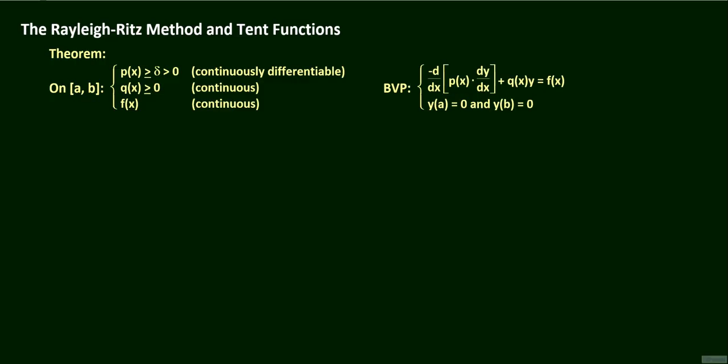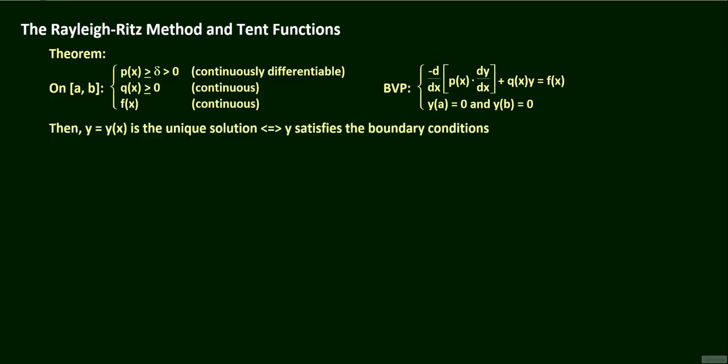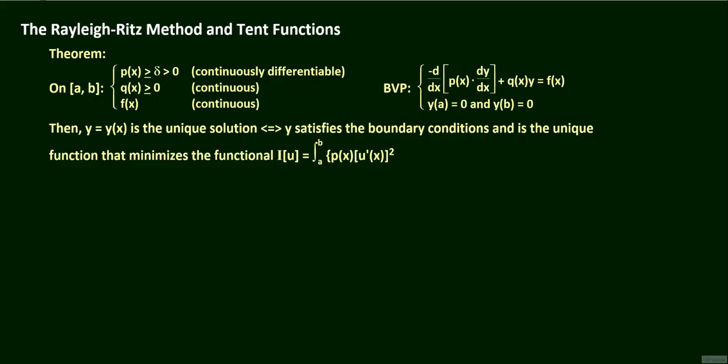The Rayleigh Ritz method relies on the following fact. y equals y of x is the unique solution to the boundary value problem if and only if y satisfies the boundary conditions and is the unique function that minimizes the functional I of u, which is given by the integral from x equals a to x equals b of the quantity p of x times the square of u prime of x plus q of x times the square of u of x minus 2 times f of x times u of x.